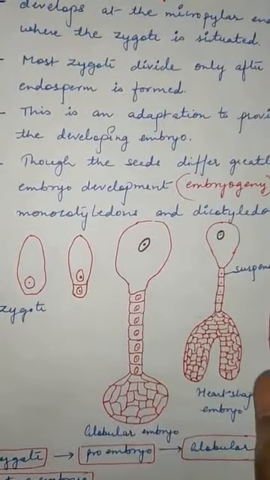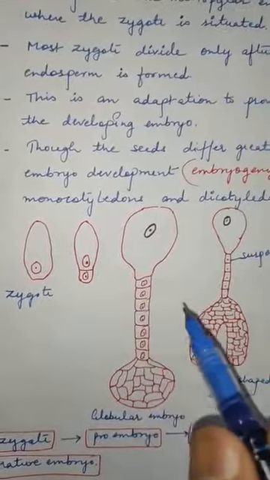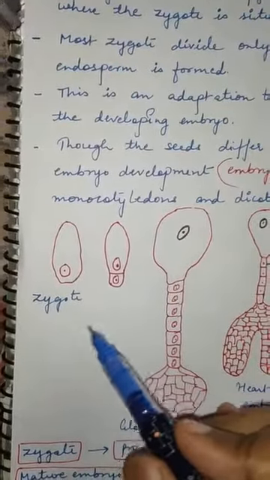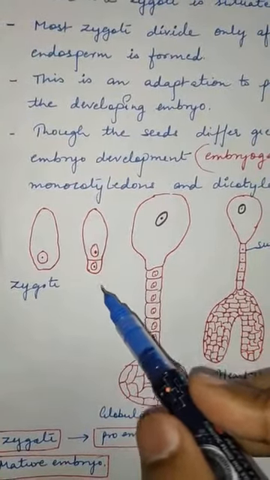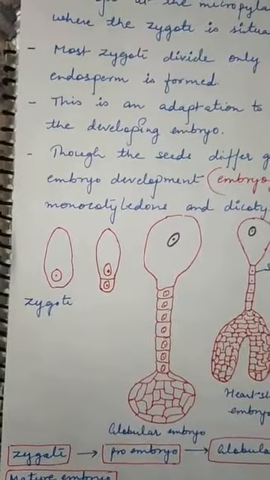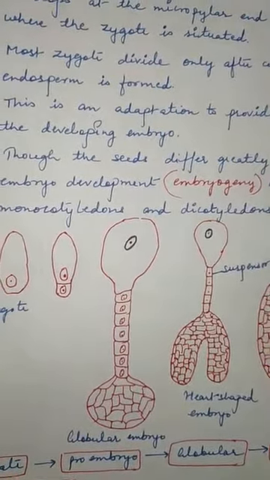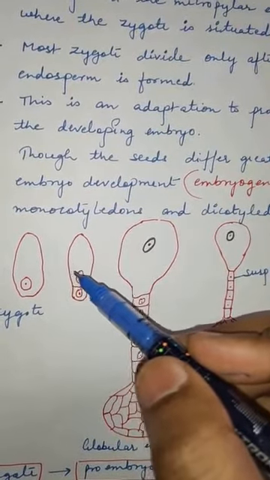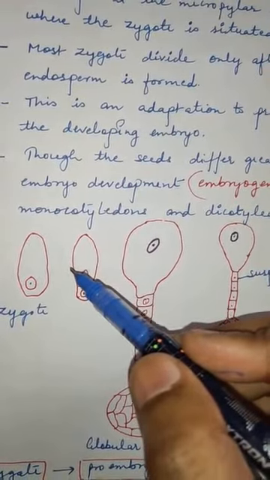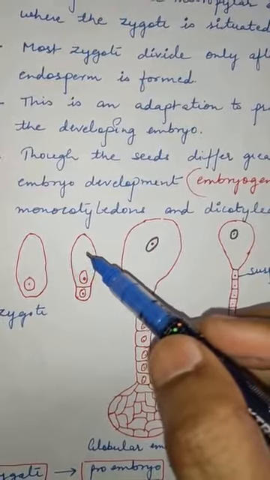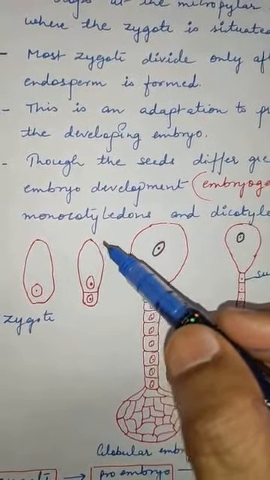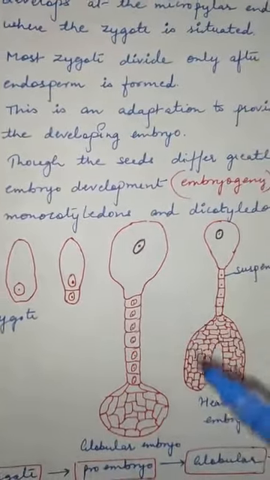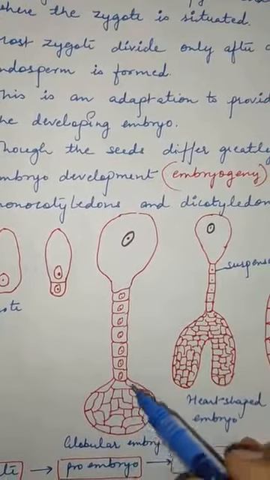Now if you look here, these are the different stages in embryo development in a dicot. If you look clearly, the first stage is the zygote. After that, division occurs. You will see the transverse division, mitosis will occur. Here you will see the suspensor cell, and the lower part is the proembryo. And then you will see the globular stage. This is the globular stage, you can see it clearly.